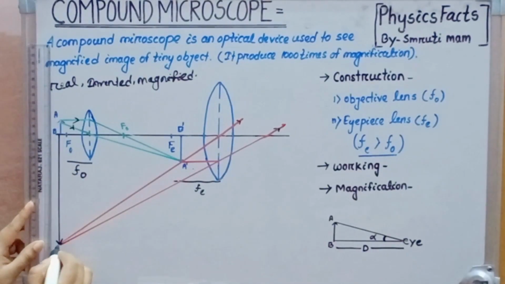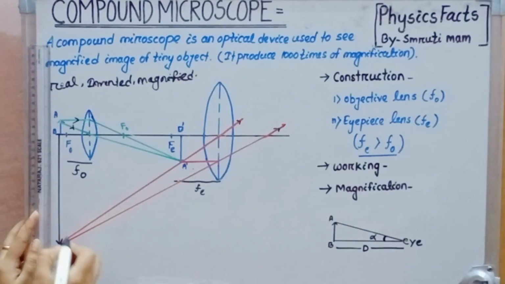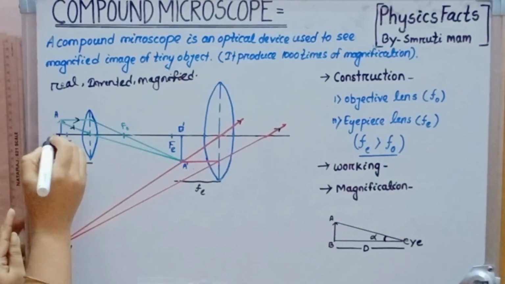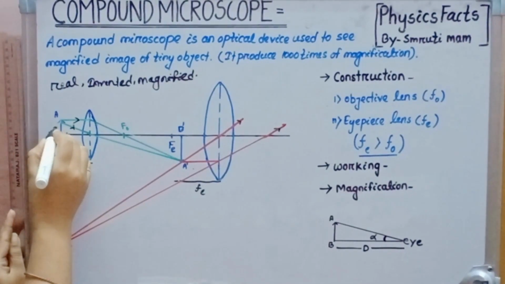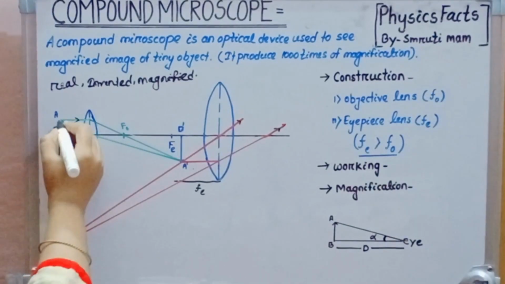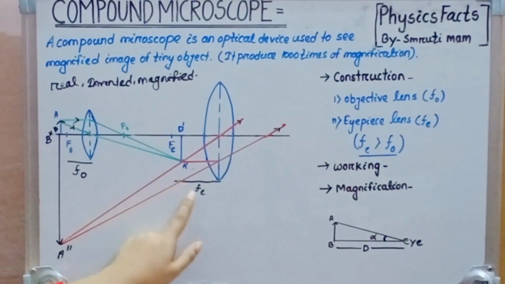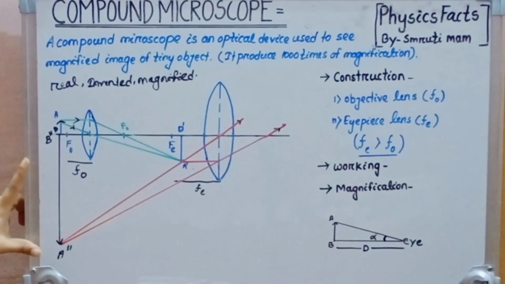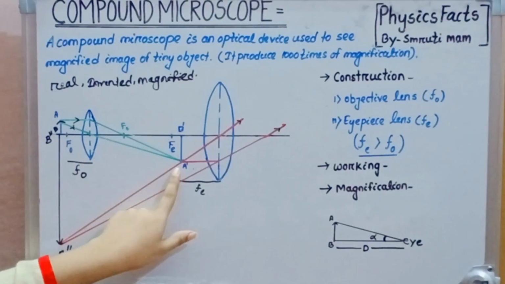Final image is produced. That is A double prime, and this point is B double prime. Okay students, you clear about this? So due to that eyepiece lens, we got the final image A double prime B double prime, and this one is virtual compared to A prime B prime.